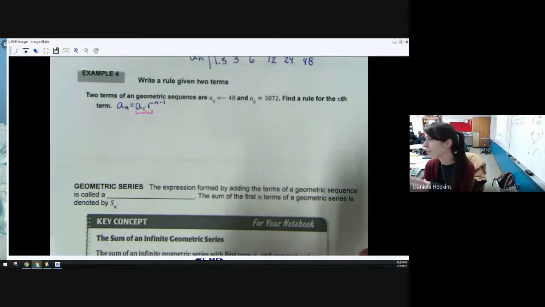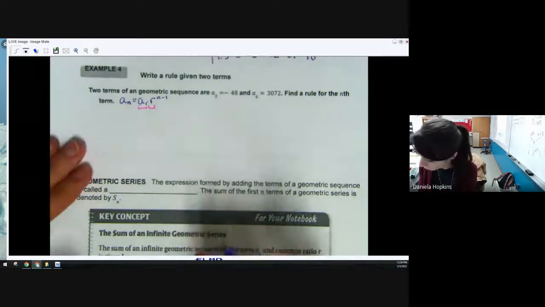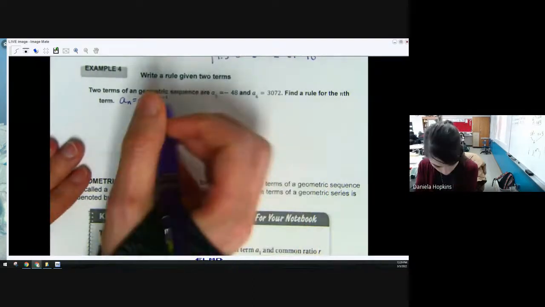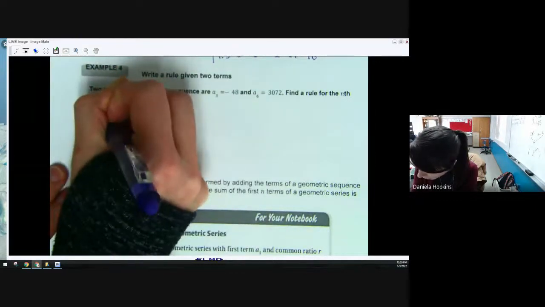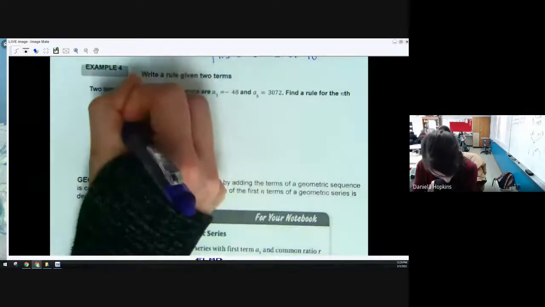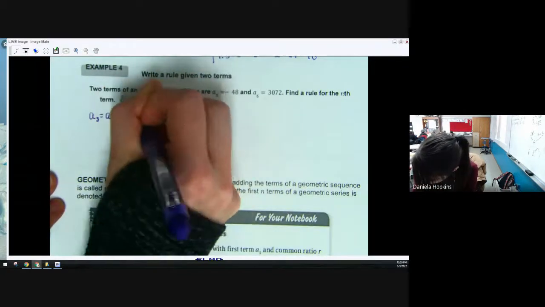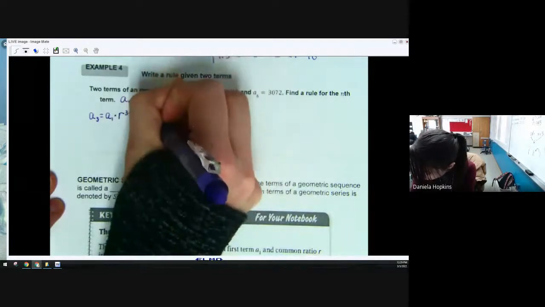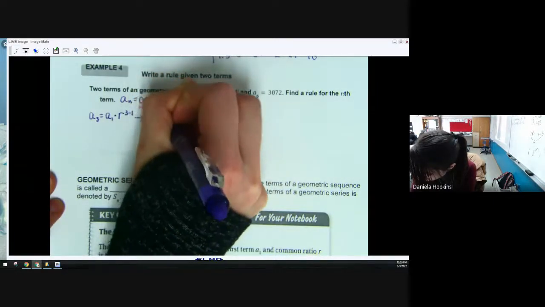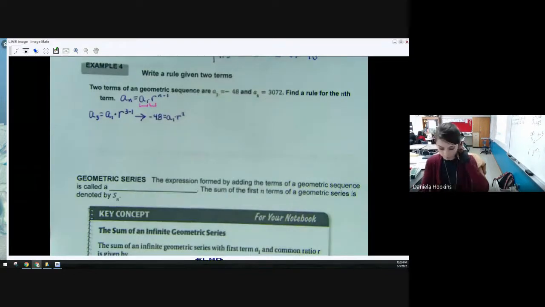Unlike yesterday, we don't have a system of equations where we can just add or subtract, but I'll show you what we're going to do. So let's start with this a sub 3. I'm going to start with a sub 3 equal to my a1 times r, and then it'll be to the 3 minus 1. So if I plug in a sub 3 is negative 48 equals a1 times r to the second. So there's my equation 1.